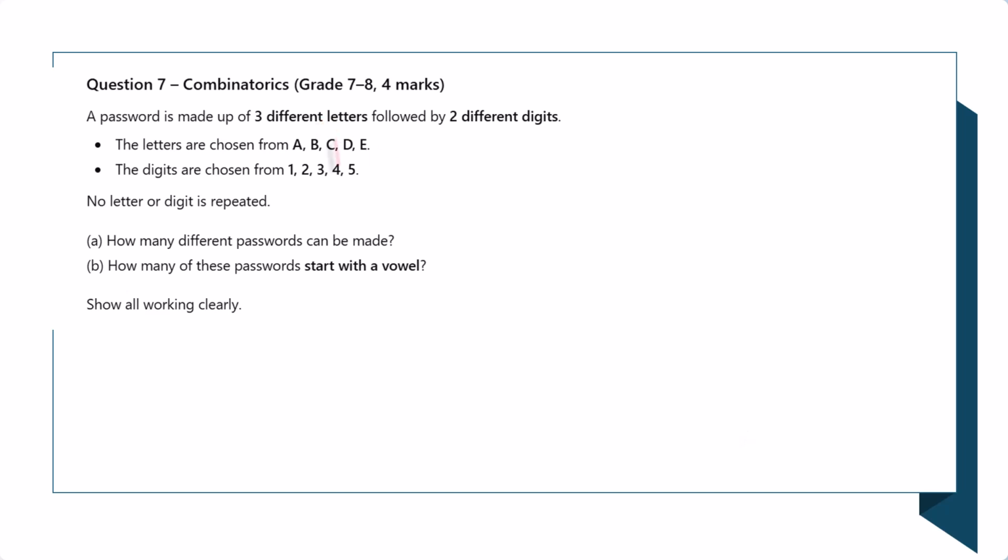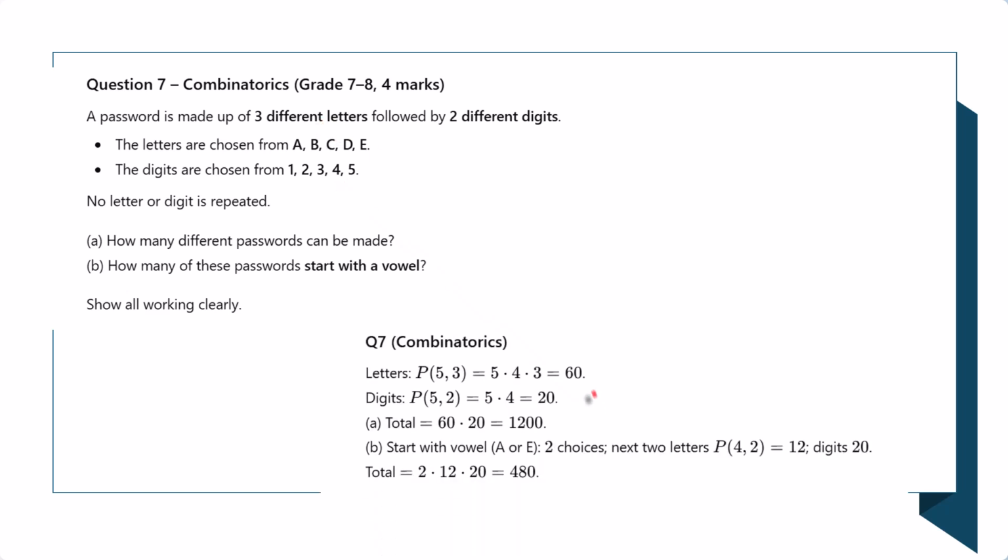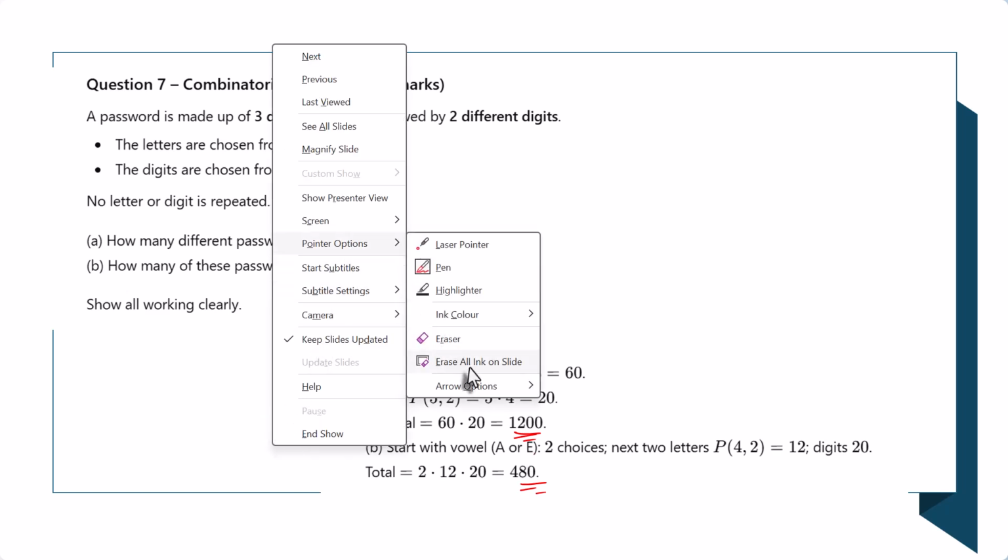Now the password, if you want to move on, the first answer for A is 1,200 and the other one is 480. So if you're confident and you want to move on, fine, just move on. Otherwise, I will go over question 7 now.